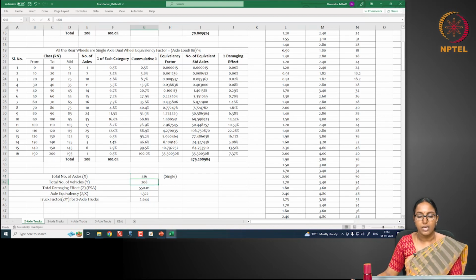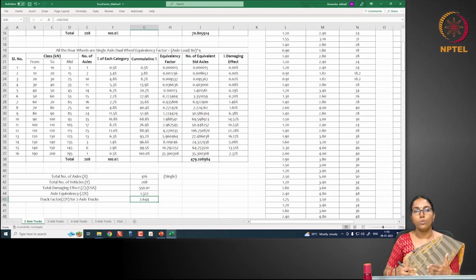The total damaging effect is due to the front axle plus that due to the rear axle, which comes to around 550. Now you can find the truck factor for this 2-axle truck as given by the total damaging effect, which is 550, divided by the number of trucks that you have considered, which is 208.